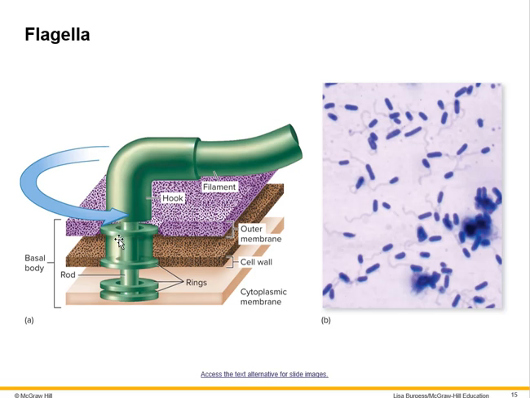So the flagella here has a hook, a filament, and a basal body that's embedded in the cell envelope, which includes the outer membrane in this picture. But it could just be the cell wall and cell membrane, or it could just be in the cytoplasmic membrane, depending on the type of bacteria. So it's not just found in gram-negative bacteria, which this is showing an outer membrane, so it would be a gram-negative bacteria. You can have flagella in gram-positive bacteria as well. It's just showing only the gram-negative in this picture.